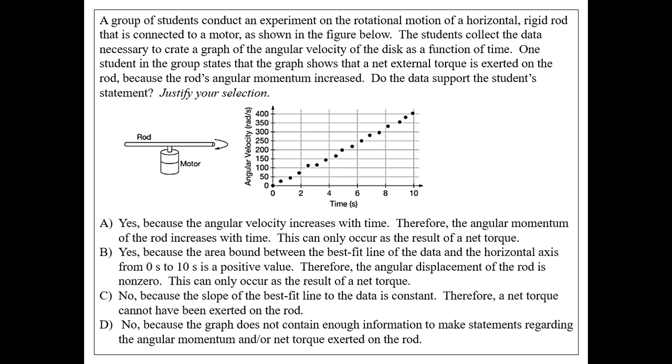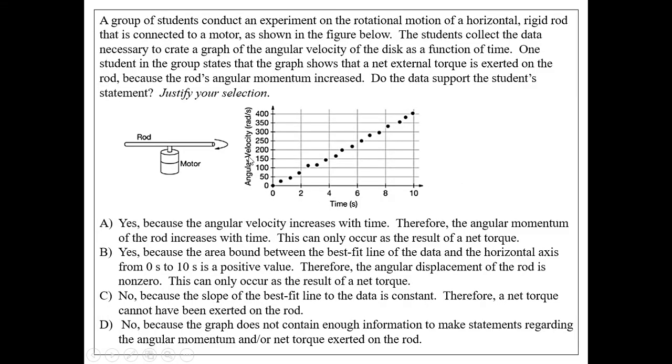Here's a really wordy question for you. Essentially, you're given an angular velocity graph versus time. And it says one student in the group states that the graph shows that a net torque is exerted on the rod because the rod's angular momentum is increased. And it says, do the data support the student's statement? And then it wants you to justify your claim.